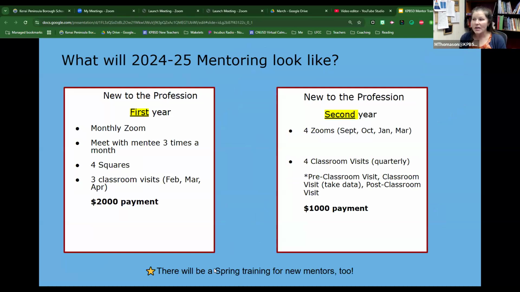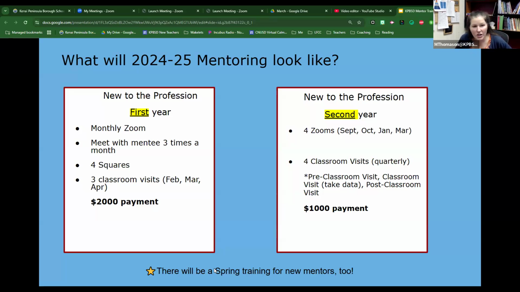Okay, so what is mentoring going to look like for the 2024-25 school year? This year, you're working with new to profession teachers, and the expectation is that you meet with your mentee 3 times a month and you attend the Zoom session. Next year, when you think about that gradual release of responsibility, if you're willing to continue working with your mentee, it looks a little different. And again, that release of responsibility would assume that they don't need as much support.